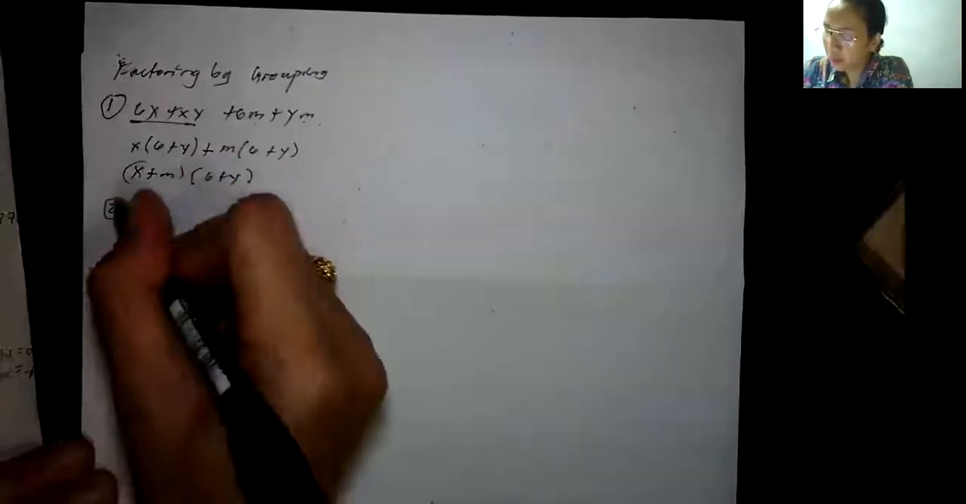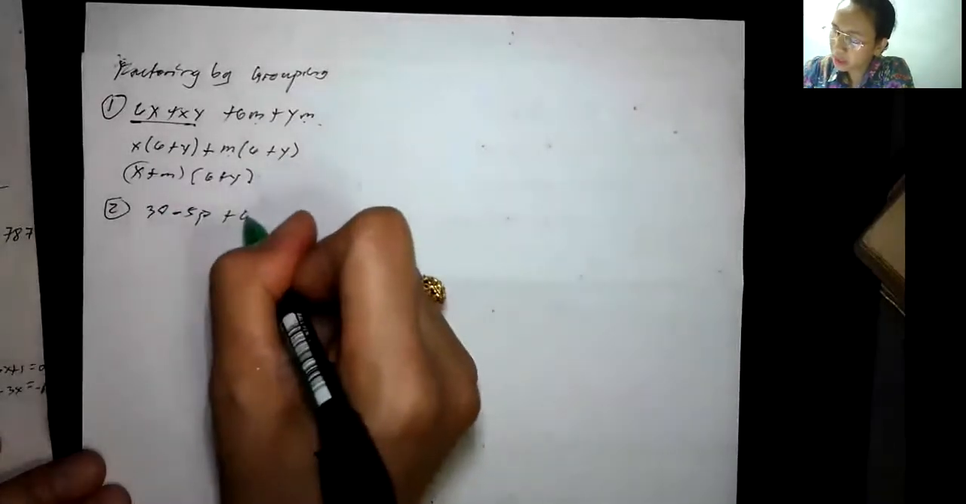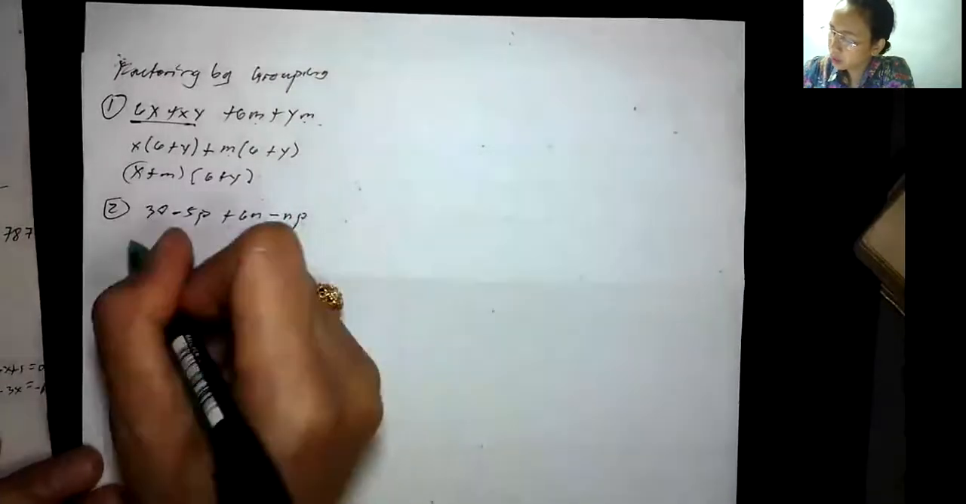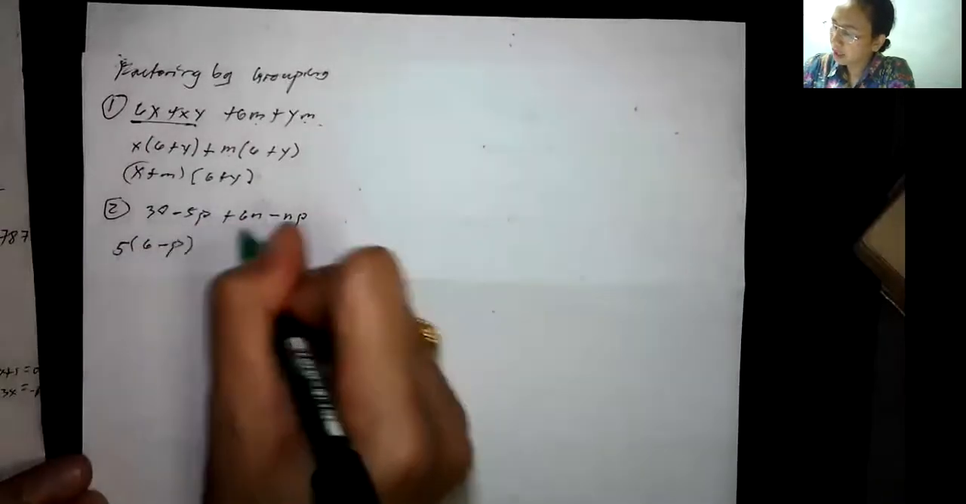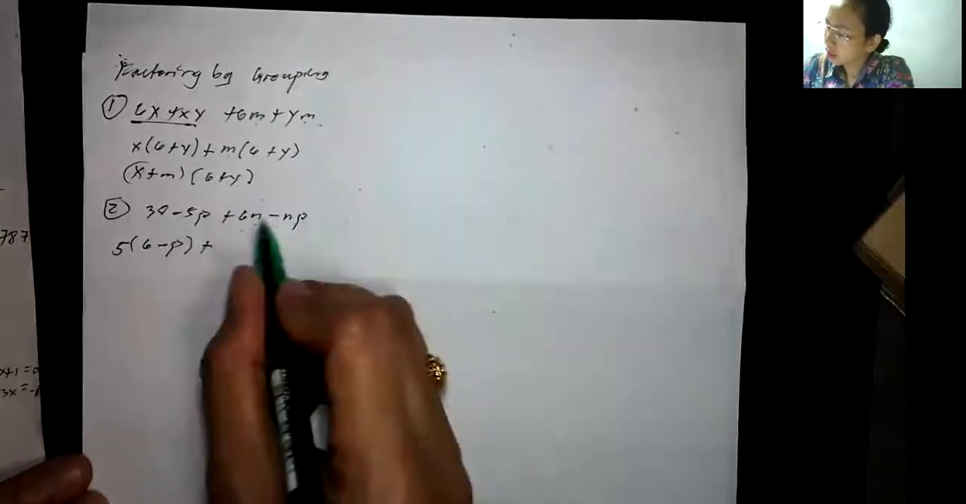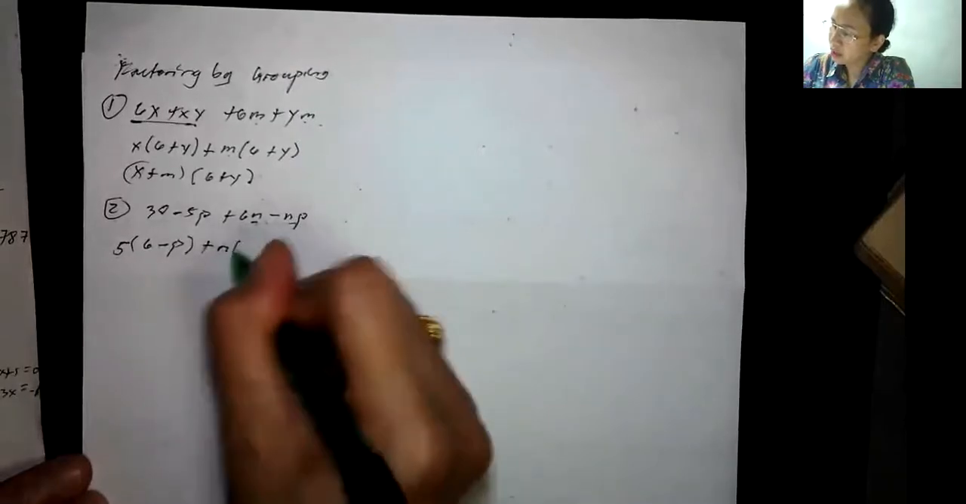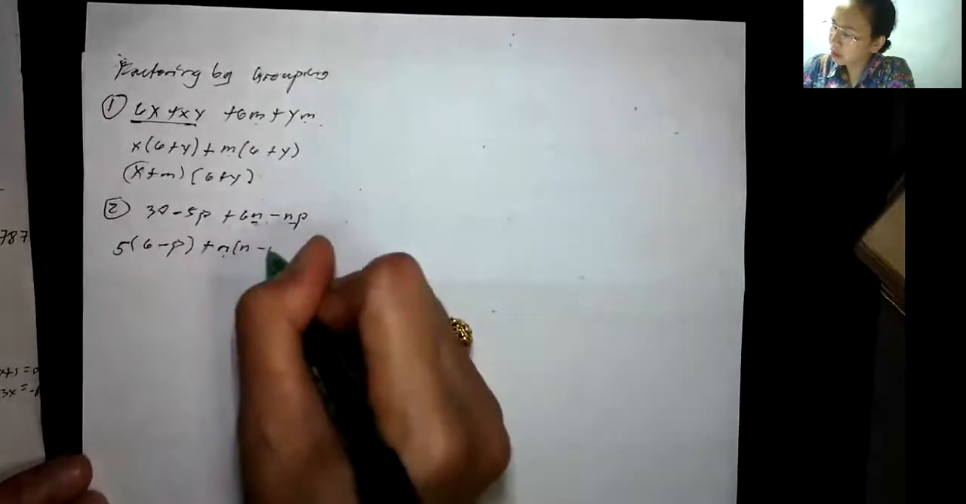Okay, let us have another example. Suppose we have here 30 minus 5p plus 6n minus np. So we have here 30 and negative 5, the common monomial factor is 5. We can write 5 here. So 30 divided by 5 is 6. Negative 5p divided by 5 is negative p. Then again, they have here positive. Then the common factor is n. So we can write n here.